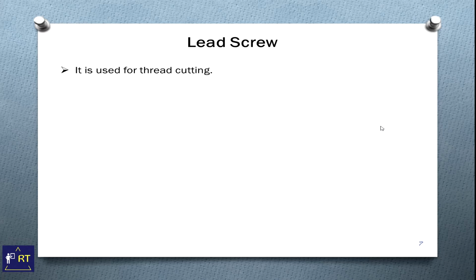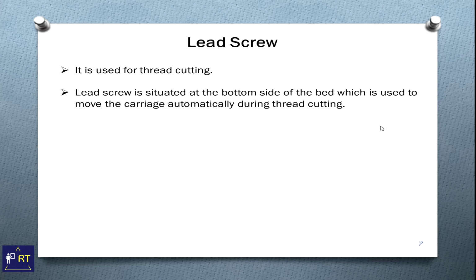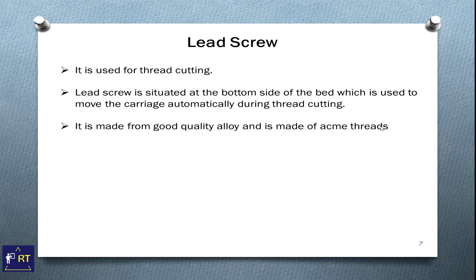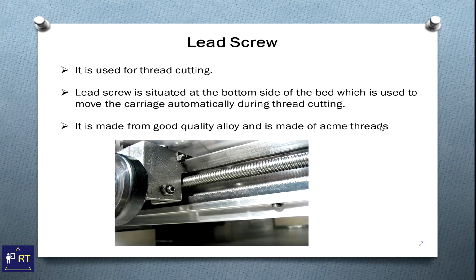Lead screw. It is used for thread cutting. Lead screw is situated at the bottom side of the bed, which is used to move the carriage automatically during thread cutting. It is made from good quality alloy and has an Acme thread. This is the image of lead screw.